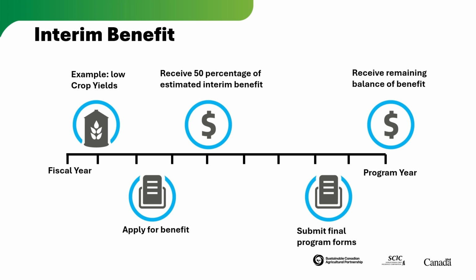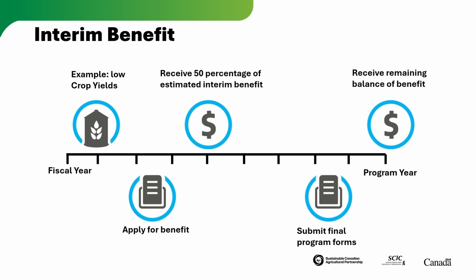You can apply for an interim anytime during the fiscal year, up to 90 days after your fiscal year end, and once a production cycle has been completed. So for the 2024 program year, the deadline to complete an interim application is March 31st of 2025. Now, the remaining benefit amount is paid when we receive your final program year forms. That is still mandatory. You need to be submitting those. And then once that file is finalized based on your final numbers, any remaining benefit amount will be sent to you at that time.